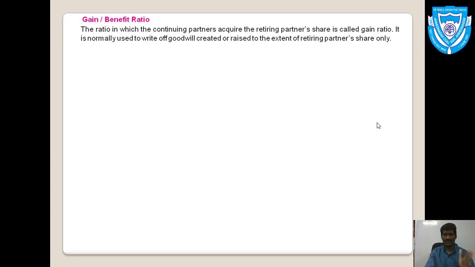मित्रांनो, जो रिटायरिंग पार्टनर आहे त्याचा जो शेअर राहणार आहे आता पार्टनरशिपमध्ये, तो शेअर जे राहिलेले पार्टनर म्हणजे रिमेनिंग पार्टनर्स ऑर वी कॅन कॉल कंटिन्यूइंग पार्टनर्स त्यांच्यामध्ये विभागले जाणार आहेत आणि त्यांना फायदा होणार आहे आणि त्याच रेशोला आपण म्हणणार आहोत गेन रेशो. It is normally used for return of goodwill or raised to the extent of retiring partner's share.